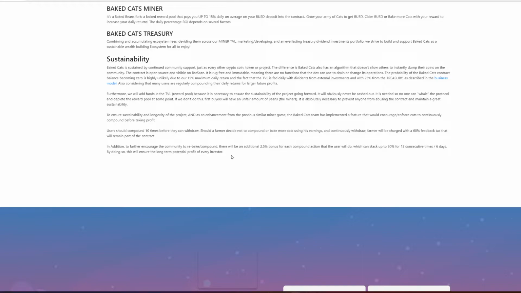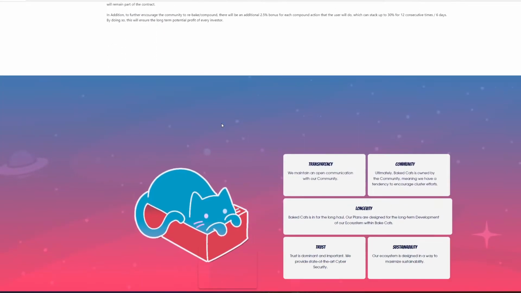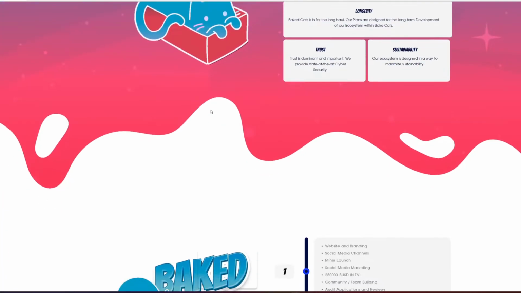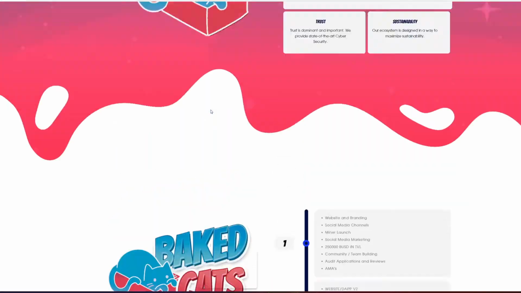And this is their sustainability. So they should compound 10 times before they can withdraw, which is good to see. Transparency, community, longevity, trust, and sustainability is what they're looking for there.